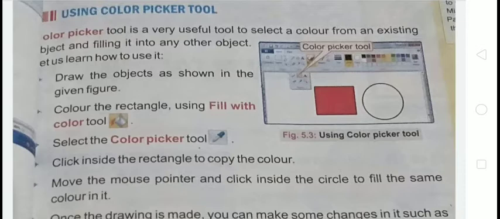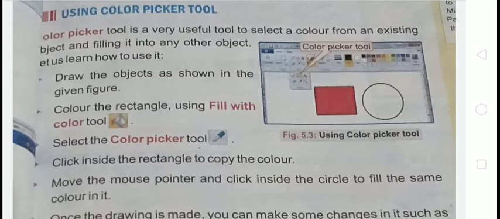Once the drawing is made, you can make changes in it such as copying, deleting, moving, etc. These options are available on the Home tab. Means color picker tool is used to copy a color from an existing object to any other object.